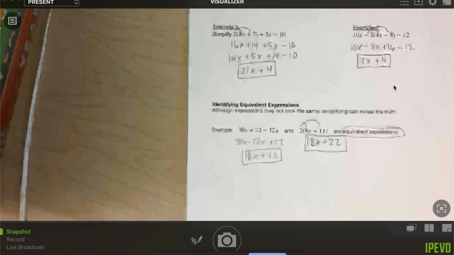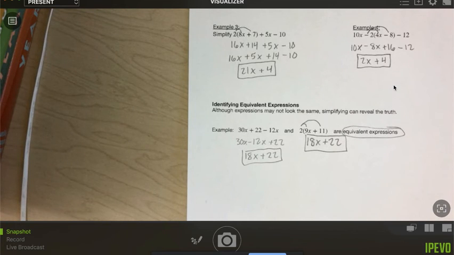All right, so on today's assignment, you're going to notice some questions that ask you to think deeply. So like if two expressions are really equivalent, think about what they might evaluate to. But you'll have a chance to think about that.